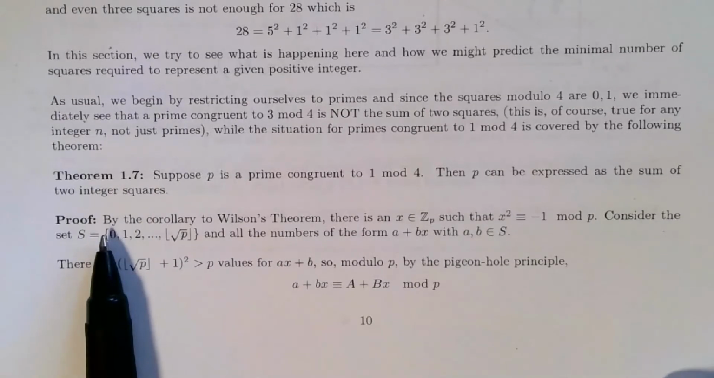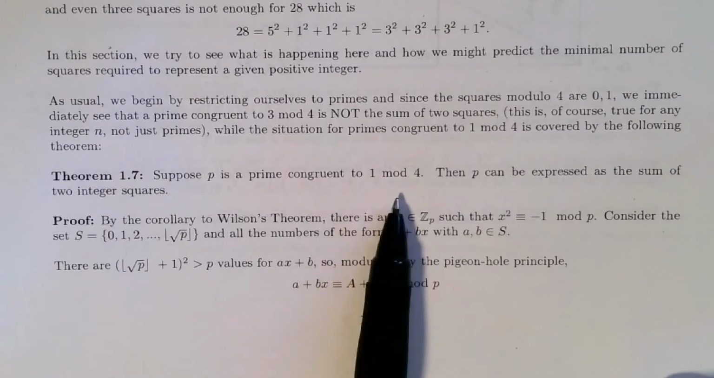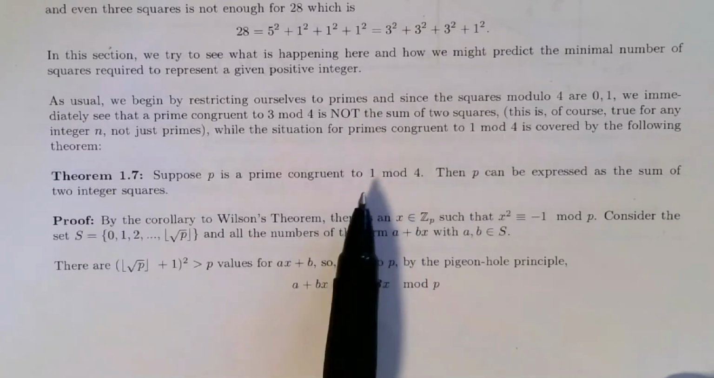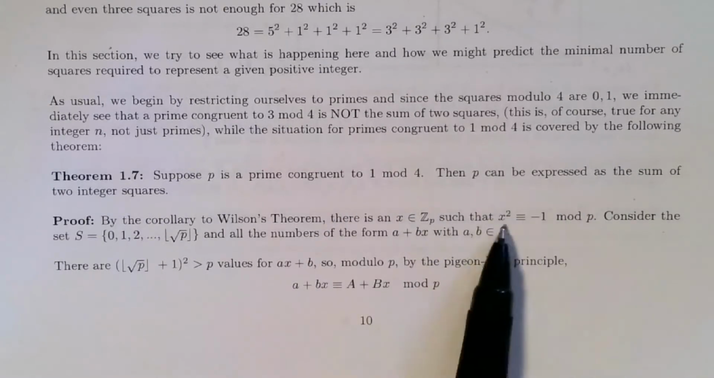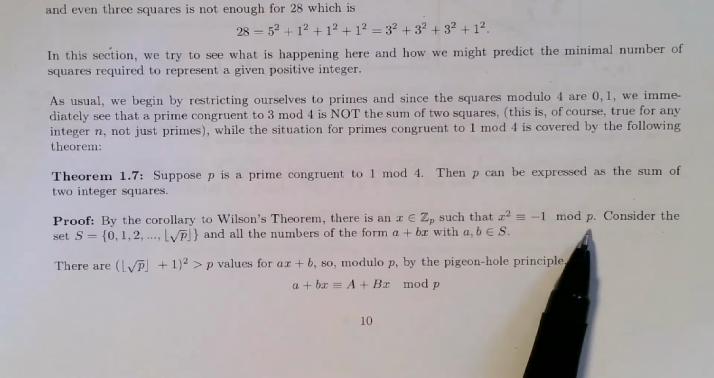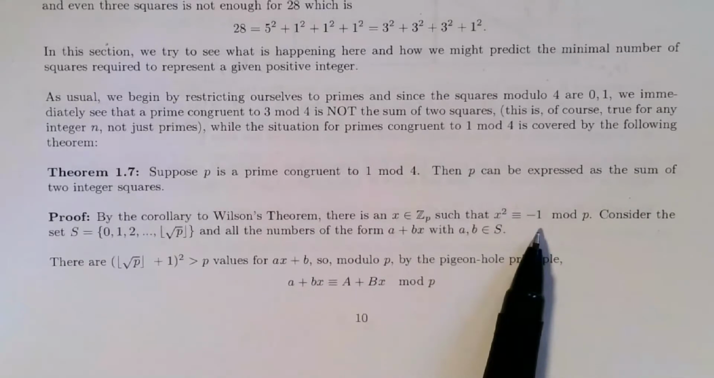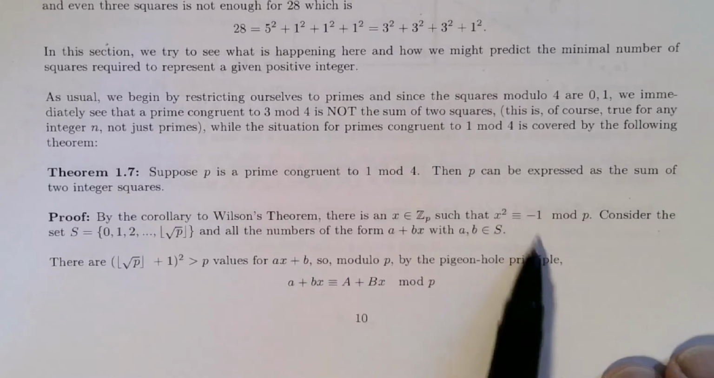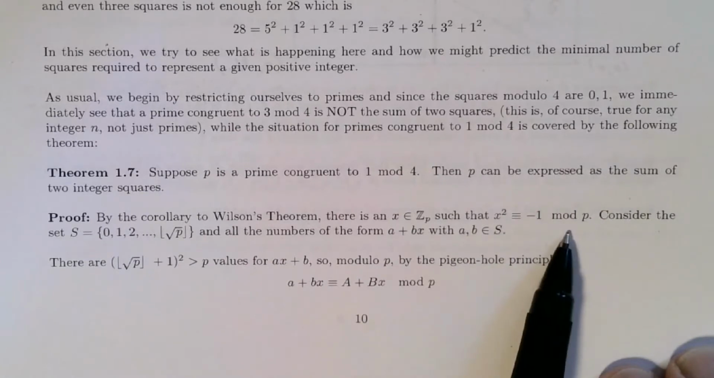Now we're going to use, again, a couple of points here. We see again that the primes are bifurcating into this 1 mod 4, 3 mod 4 scenario. And essentially the fact that the 1 mod 4 primes can be written as the sum of two squares is equivalent to the fact, or certainly connected to the fact, that you can find the square root of minus 1 mod p if p is a 1 mod 4 prime. And indeed, that's where we're going to start. So by the corollary to Wilson's theorem, there is an x in Zp, because p is a 1 mod 4 prime, whose square is minus 1 mod p.